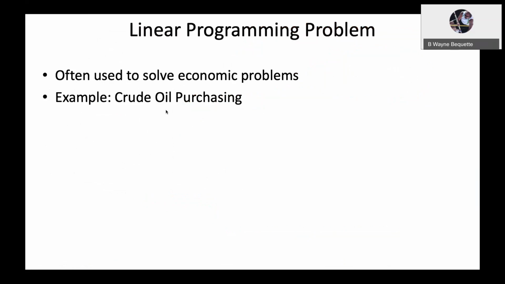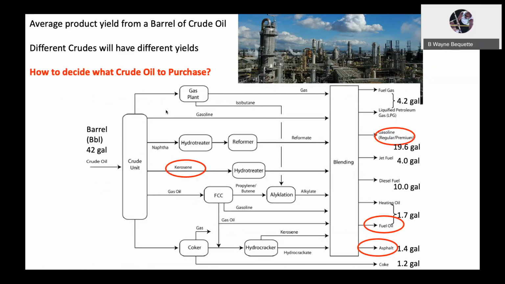Linear programming problems are commonly used to solve economic problems. One example is crude oil purchasing. Now, here's a pretty complex diagram. This is showing the average product yield from a barrel of crude oil. A barrel of crude oil is 42 gallons, and it goes through a lot of processing in a petroleum refinery. It gets put into different possible products that I've shown encircled in red. In general, almost 50% of that crude is produced into gasoline, but a certain amount into fuel oil, heavy resid, or asphalt. Some of the kerosene can actually be sold directly.